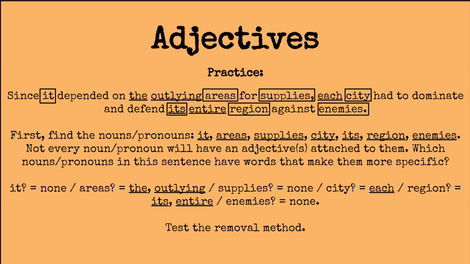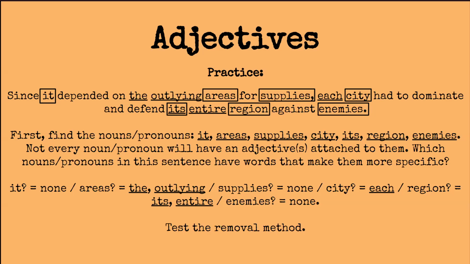Now I'm testing the removal method on this one. Since it depended on areas for supplies, city had to dominate and defend region against enemies. So again, the tenses are kind of strange here, but technically if I changed some of the tenses to be plural, it would make more sense. So since it depended on areas for supplies, cities had to dominate and defend regions against enemies. That is a perfectly fine sentence. I've removed all of the adjectives from it. I've just had to make a few words plural, and it still makes sense.